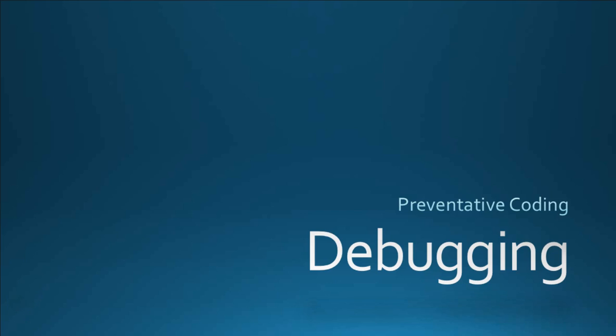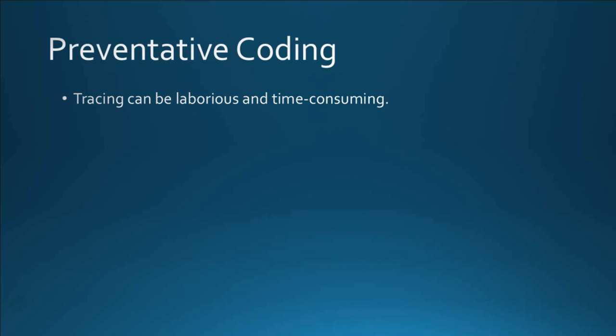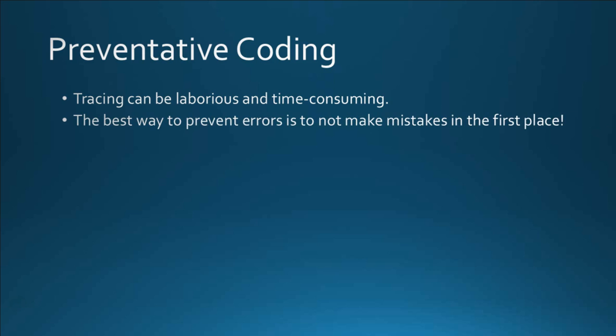Today we're going to discuss preventative coding. Preventative coding is a good thing because one of the biggest things we've been doing so far with debugging is using trace statements. However, tracing can be very laborious and time consuming, especially if you have to start tracking down, okay, where is this going? What is it doing? It can cause a lot of work, and then you have to go and clean them out of there after you fix your error.